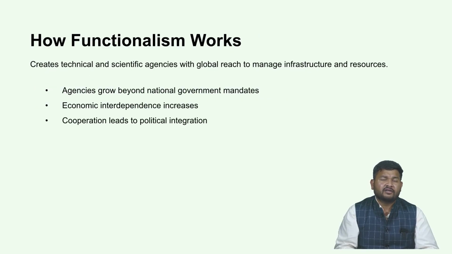Now, two important mechanisms are often discussed in the context of functionalism and its later developments: task expansion and the spillover effect. Task expansion refers to the way that once states cooperate on one technical task, new related tasks naturally emerge. For example, if countries create a joint river management system, that may later expand to include flood control, irrigation schemes, hydropower projects, and environmental protection measures. Each new task reinforces the habit of cooperation and deepens institutional links between states.